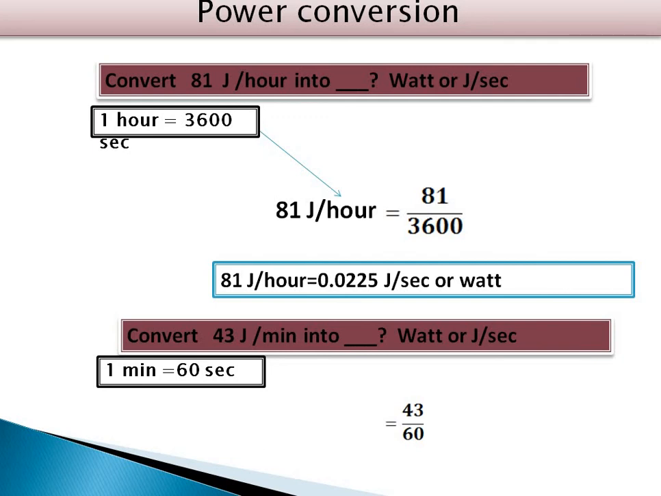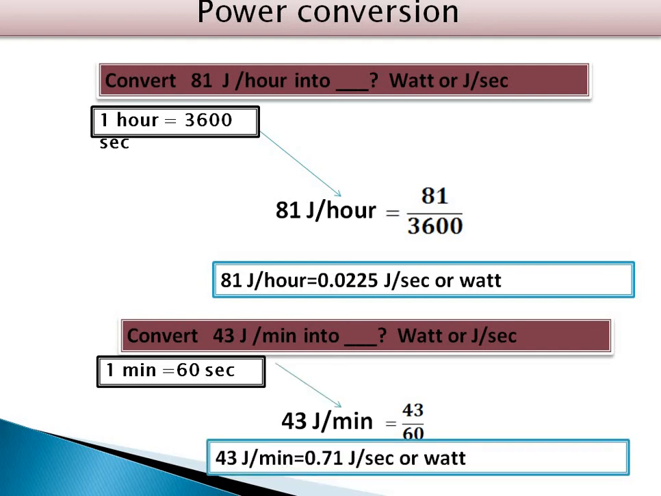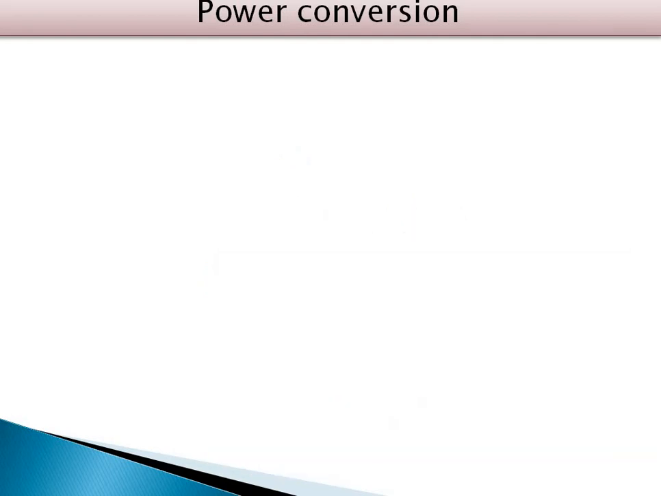Okay. Similarly, convert 43 joule per minute into watt. Again, minutes requires to be divided by 60. So 43 joule per minute is nothing but 43 divided by 60. It is nothing but 0.71 joule per second, or it is also known as watt.